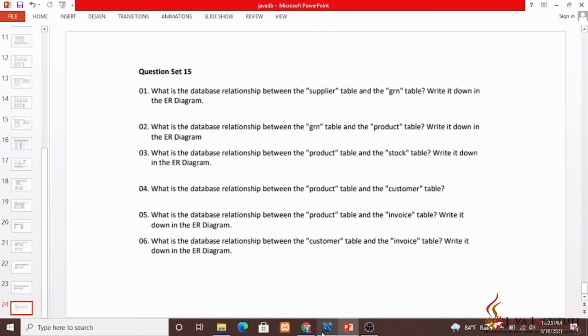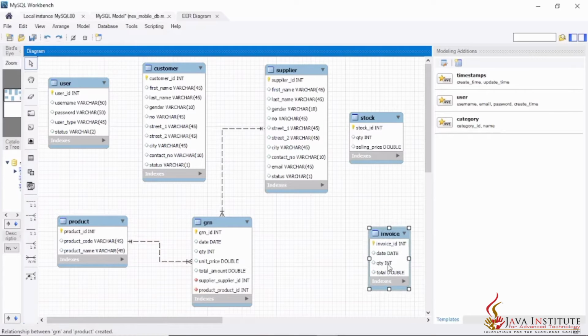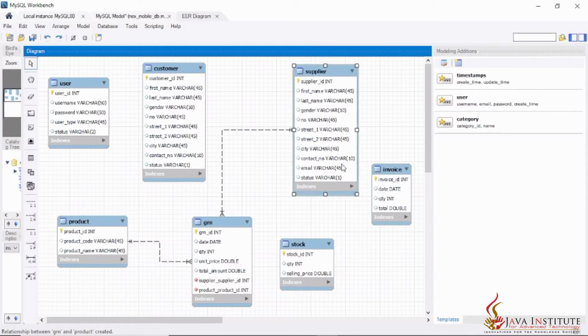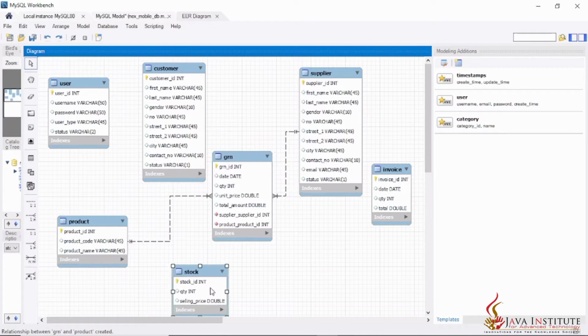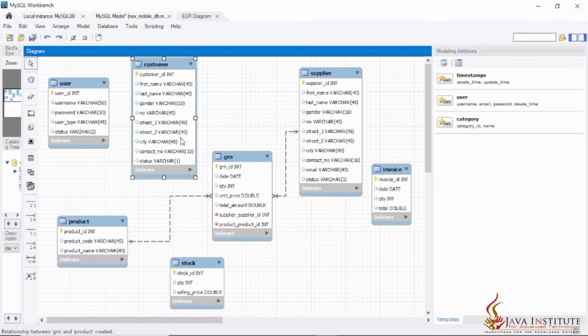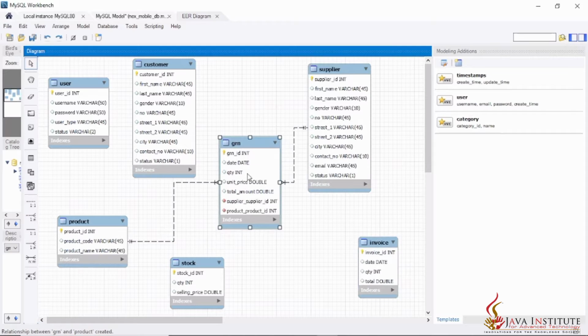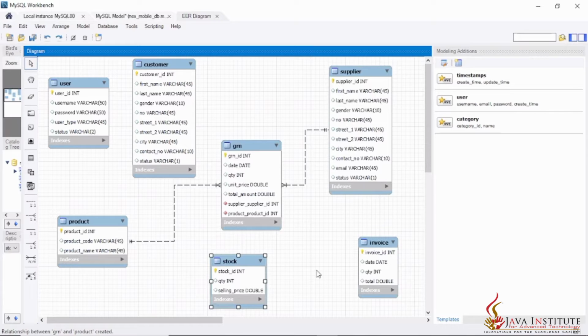So again we have to see the product table and the stock table. Here this is the product table and this is the stock table. Those are too far away, so I'm moving them near each other. We can move this. Okay, this is the stock table, the customer table, the invoice table, then the GRN. So we have to create a relationship between the product table and the stock table.